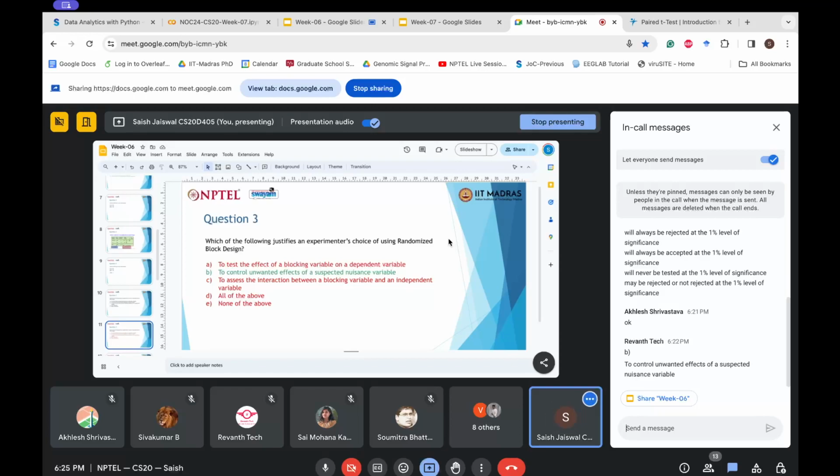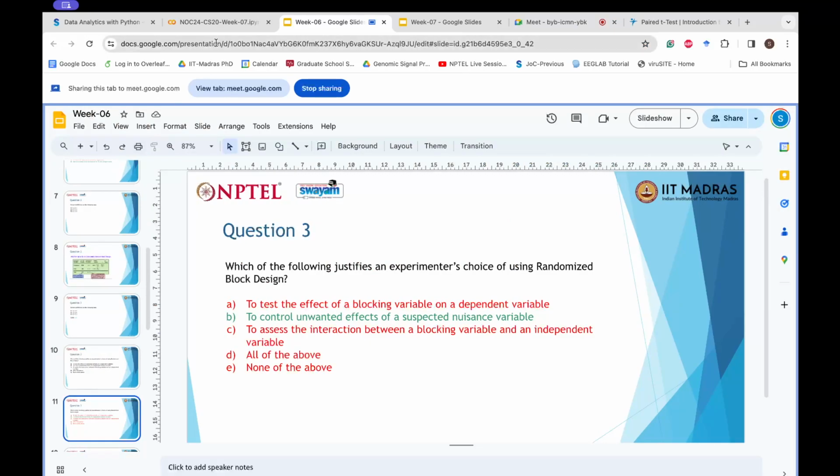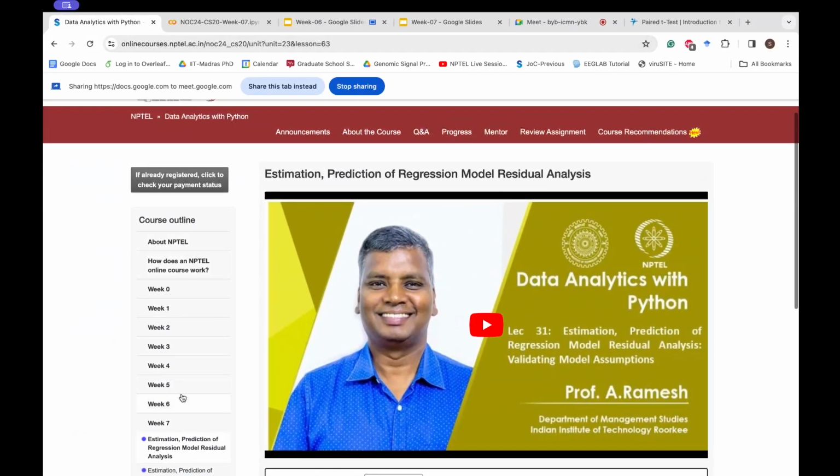Sorry, Saish. Can you explain with the help of an example? The example we saw in the last class. Do you remember the flight controller example that we saw? Okay, let me go back to the slides by Professor Ramesh.